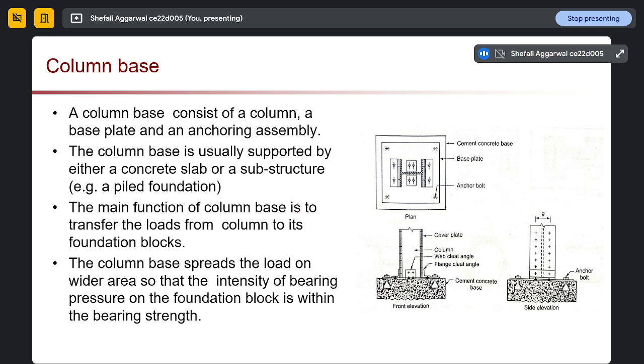And one question has already been solved in the lectures for the gantry girder. So you can look at that, and we are following the same procedure for that example.